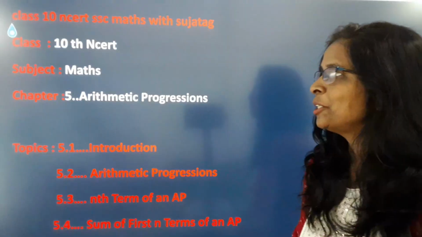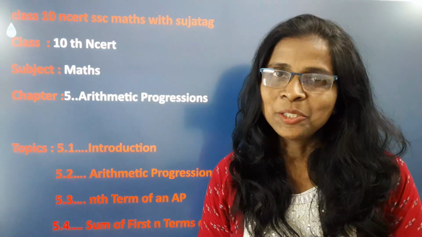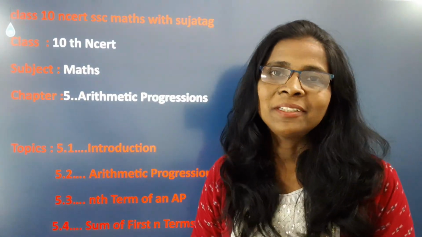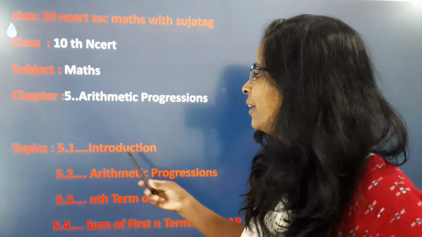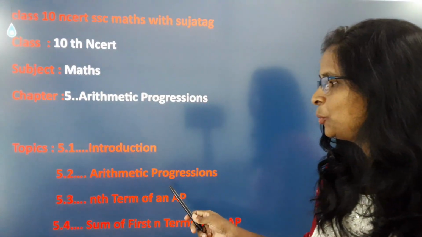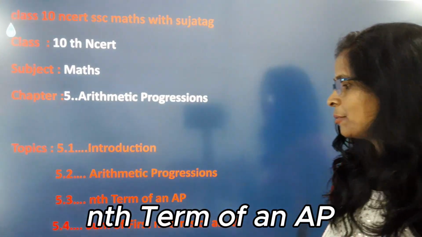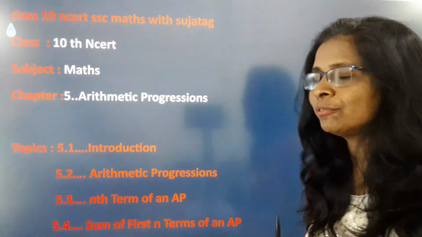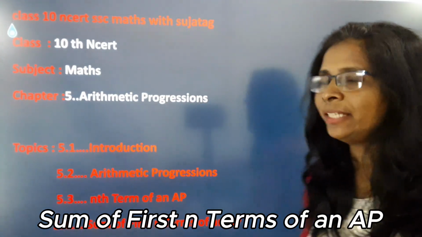Welcome students to the new chapter 5, Arithmetic Progression. Students, in this chapter there are 4 topics. Topic number 1 is Introduction, topic 2 is Arithmetic Progression, the third one is the nth term of an AP, and the fourth one is the sum of first n terms of an AP.